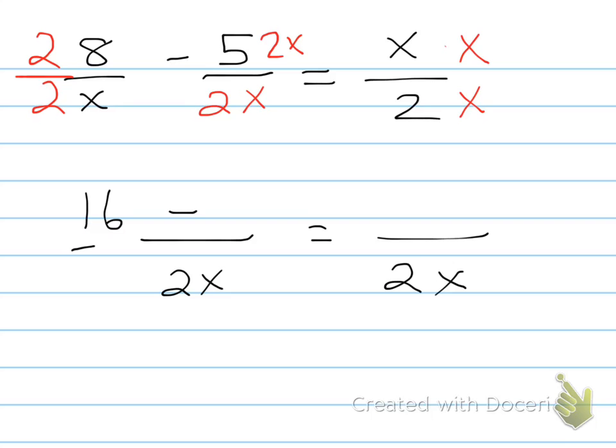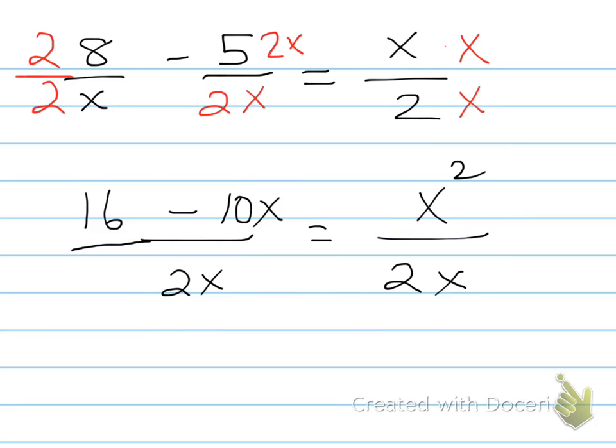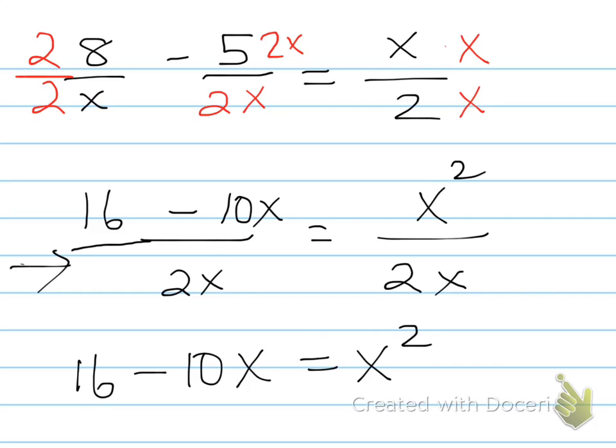So we have a 16, 2 times 8, and we have a 10x, 5 times 2x. And that's all going to be equal to x squared. Okay, so since we have two rationals that are equal to each other, they both have the same denominator, then that means that the numerators are equal to each other. Okay, so from this statement, we can get a new statement here that 16 minus 10x is equal to x squared.